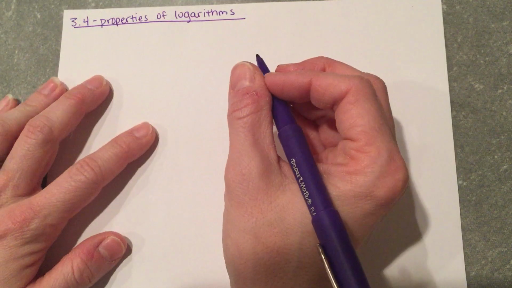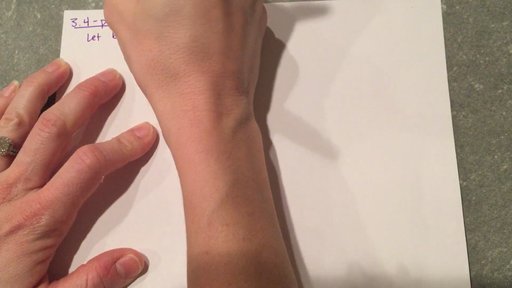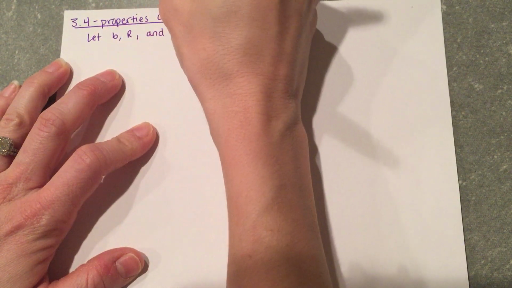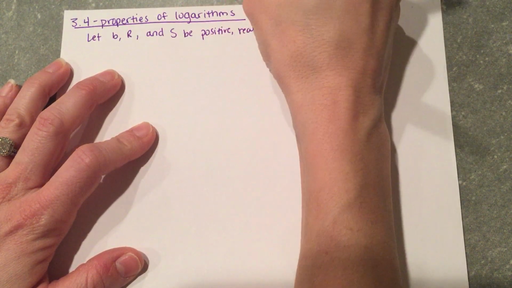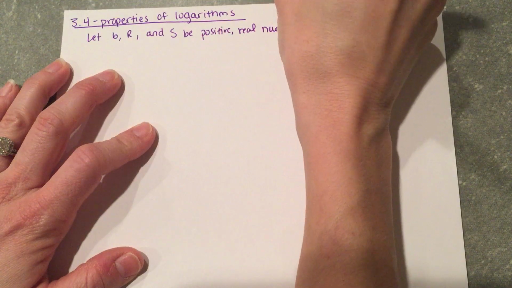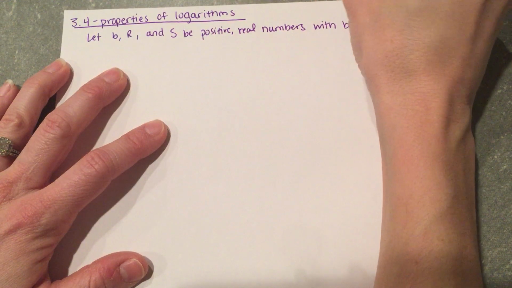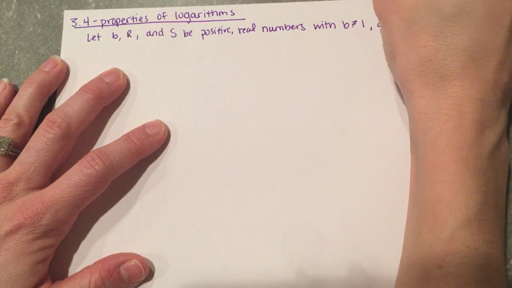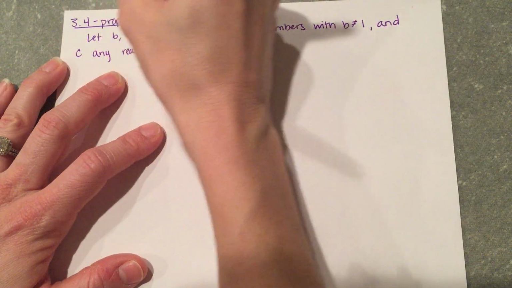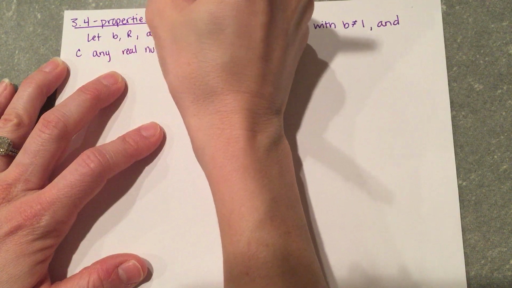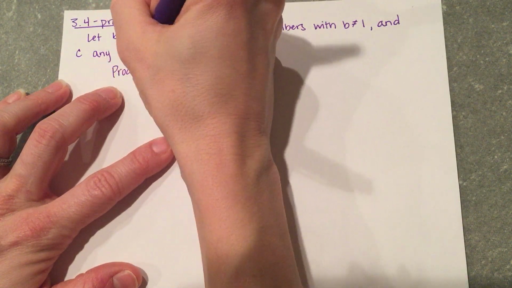So, okay, if we let B, R, and S be positive real numbers, with B not equal to 1, and C can be any real number, then we have these three rules. First one is called the product rule.